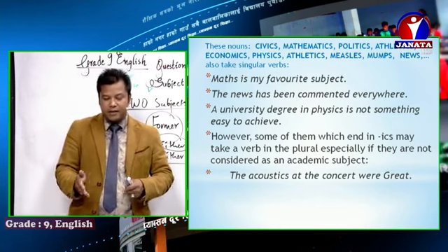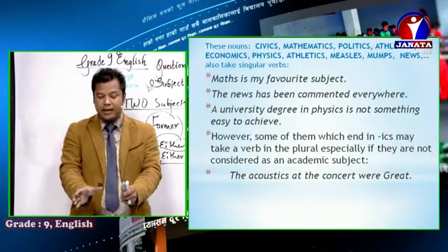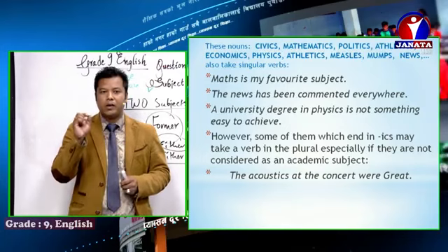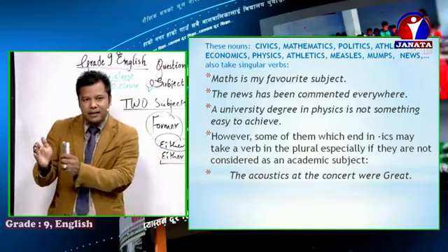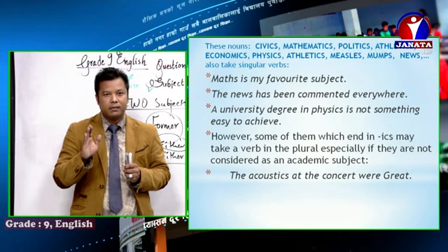University degree in physics. Whatever the examples, my only purpose in bringing this idea is to not be confused with words that end in S, and don't just consider that they are plural. They might be singular.